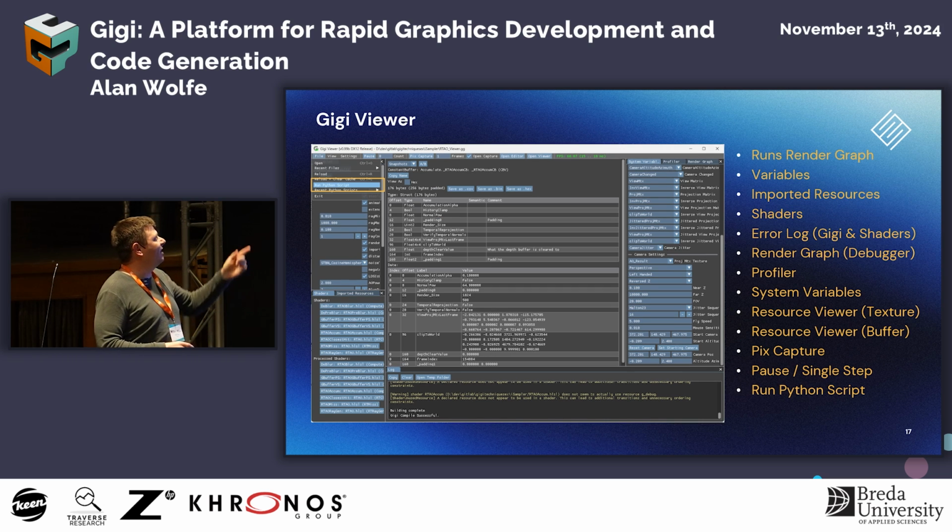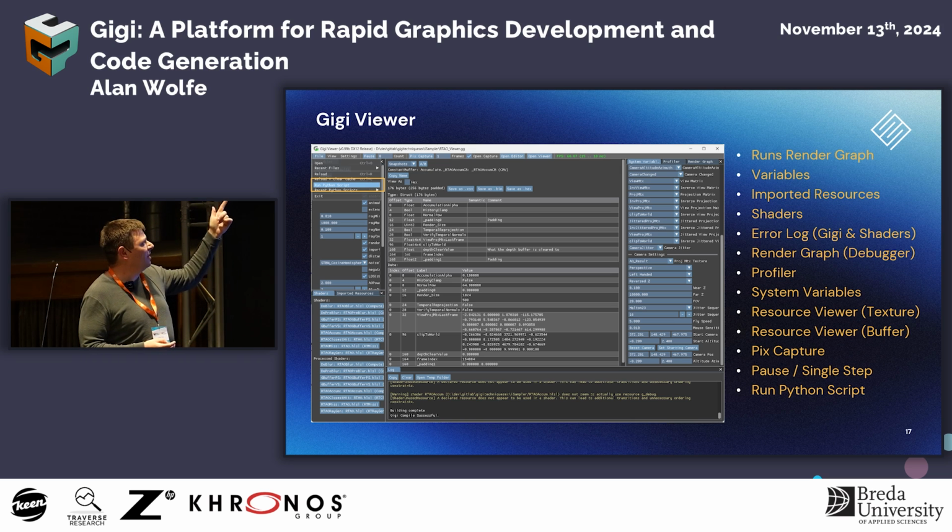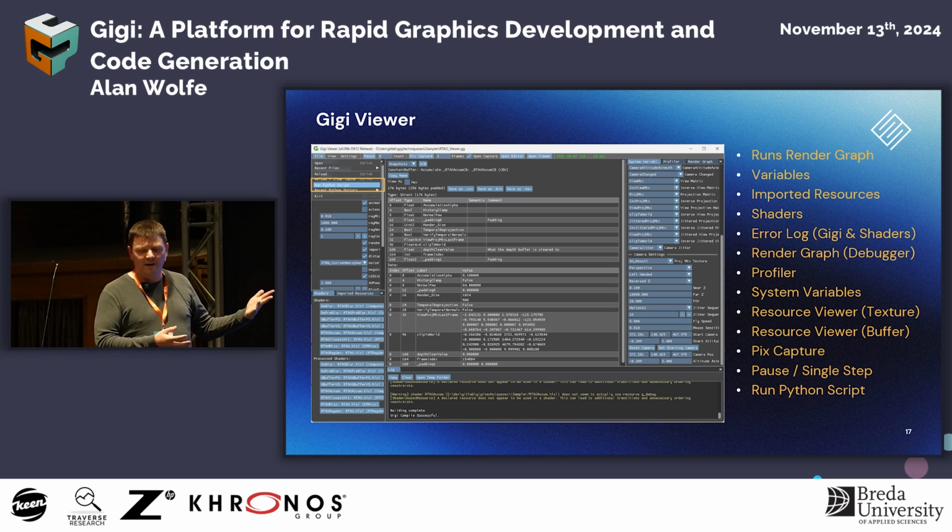And something else cool is that under the file menu, you can run a Python script. The Python interface is in the user documentation folder, but we use this both for research and also for unit testing. All the unit tests are just a Python script that loads a bunch of Gigi files, executes them, does a readback, and then compares versus a gold master image on disk.